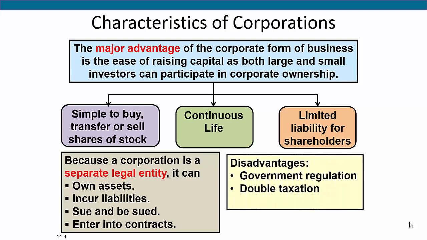Now, two key disadvantages of the corporate form of organization include all the extra governmental regulations imposed on corporations and corporate taxation of earnings. Corporations pay taxes on their earnings, and then, if they distribute a dividend to stockholders, the stockholders also pay taxes on the dividends received. So the same income is taxed twice. You may have heard this referred to as double taxation.